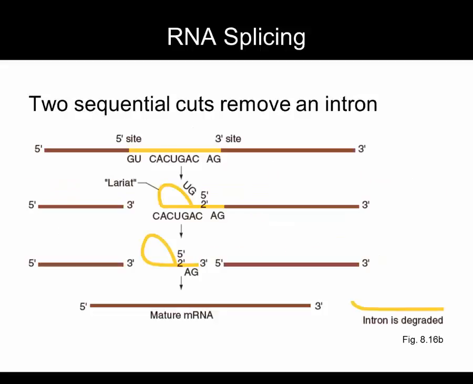Splicing occurs in several steps. First, there's a cut at the donor site on the 5' end. The free end curves in and binds the branch site, forming a loop that is sometimes called a lariat. Next, the acceptor site at the 3' end of the intron is cleaved. The adjacent exons are brought together, and the intron is degraded.